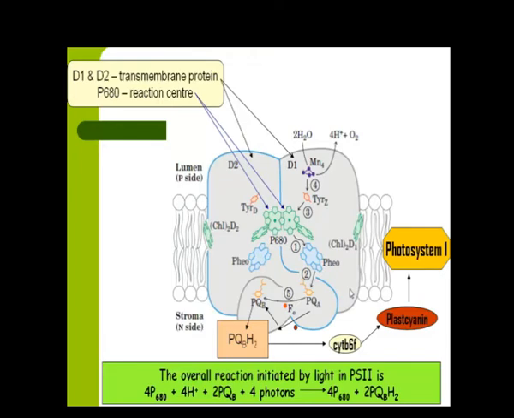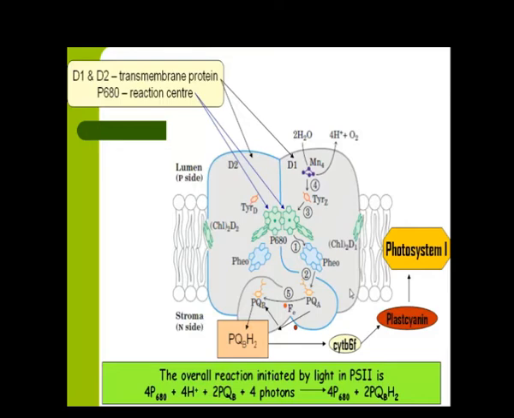This entire part is the lumen side, this is the membrane, and this is the stroma, where the enzymes are present. It picks up hydrogen from the stroma side. When it donates the electron to cytochrome b6f, it gives the hydrogen into the lumen side. That's why the hydrogen concentration is higher in the lumen. pH is always lower in the lumen as compared to the stroma. The electron is then transferred from cytochrome b6f to plastocyanin, and then it goes to photosystem 1, which is P700.